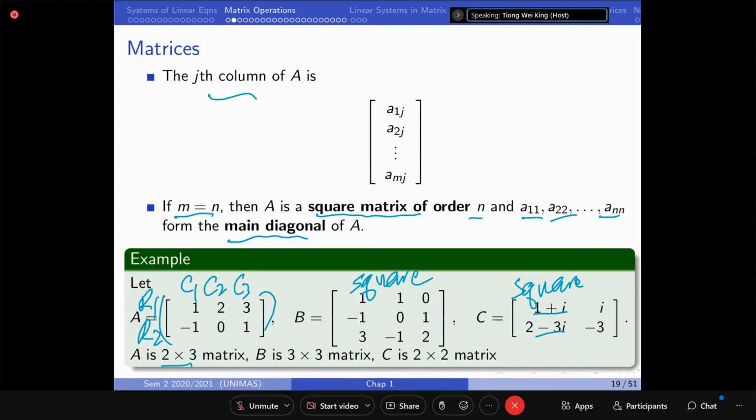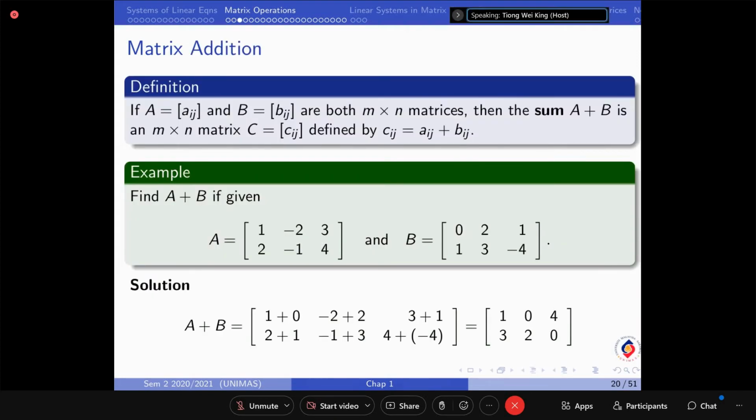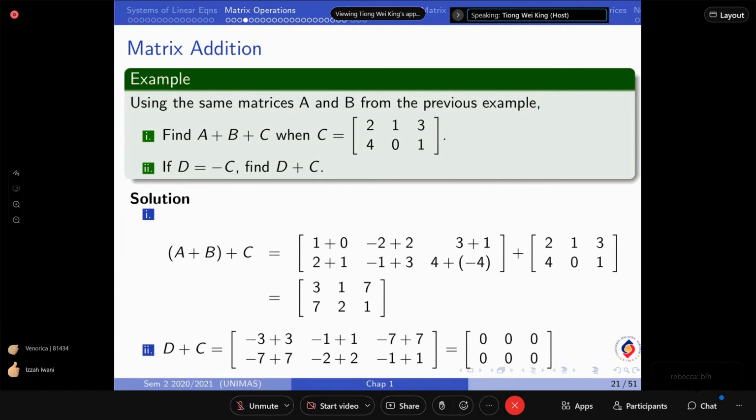Okay. Now matrix addition, I think I'll just skip. You know how to do addition. So matrix addition, you should know how. So I'll just skip. This is SPM standard already.